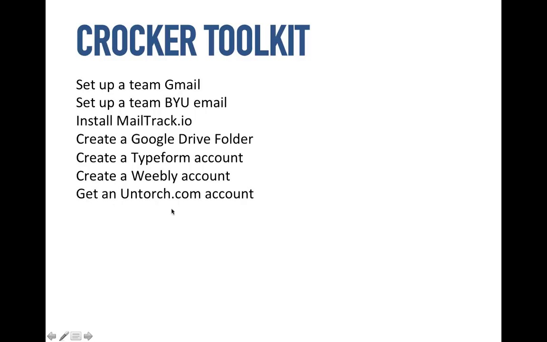Next, we would create 3 accounts: a Typeform account, a Weebly account, and an Untorch account. I mention Weebly and Untorch at the beginning, even if you're not sure if you're going to need a website, because almost always you're going to be able to find a reason to use a website. And it does take a while. It takes 2 or 3 days, at least it did for us, to create an Untorch account because they have to approve it. Like I said, they may have outgrown that by now, but it'd be better for you to have that set up at the beginning than later at the end.